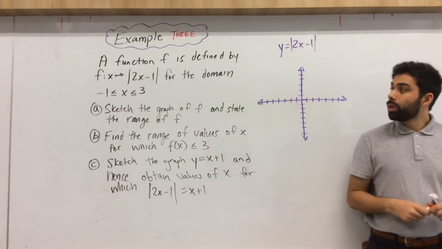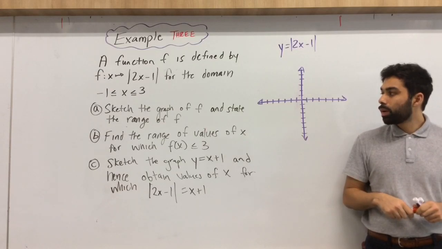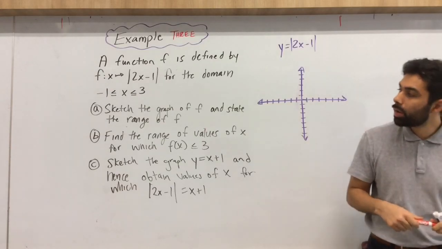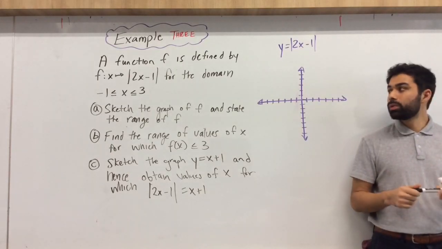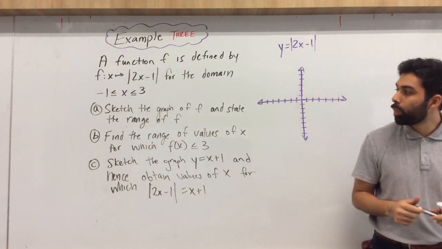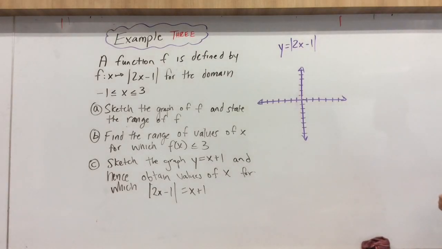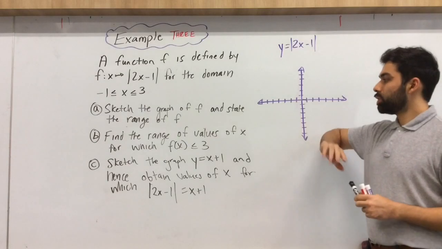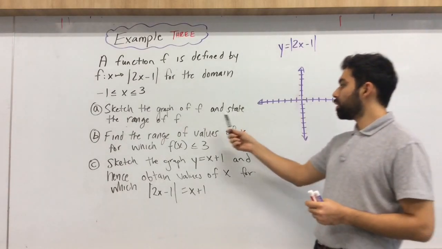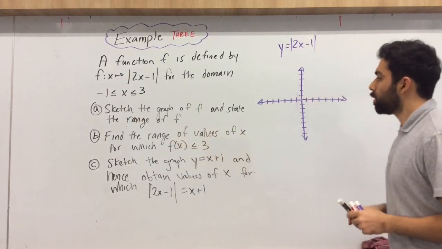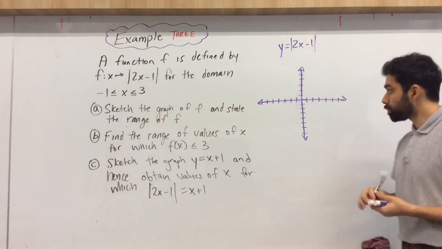All right, example 3. Example 3 has 3 parts. We'll do one after the other. It says function f is defined by x being mapped to the absolute value of 2x minus 1 for the domain, which is between negative 1 and 3 included. Okay. First part states to sketch the graph. We got to practice on the last example, and then state the range of your function. One thing you do have to remember that's it's restricted by this domain.